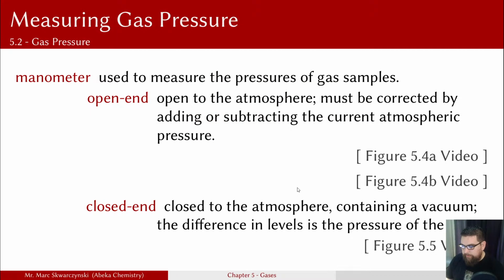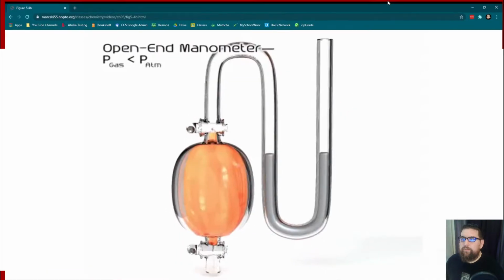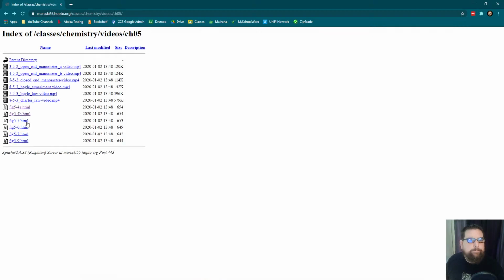So, speaking of, oh, right, the other term. Closed end, on the other hand, requires no adjustment whatsoever. Why on earth did I close my tab? Thank you, Control-Shift-T. All right.